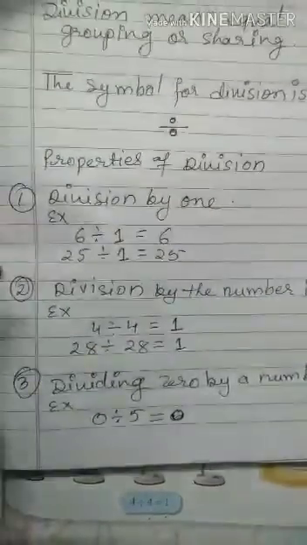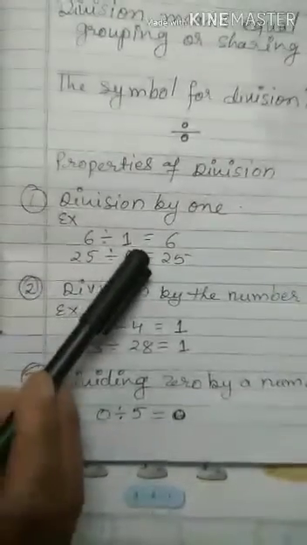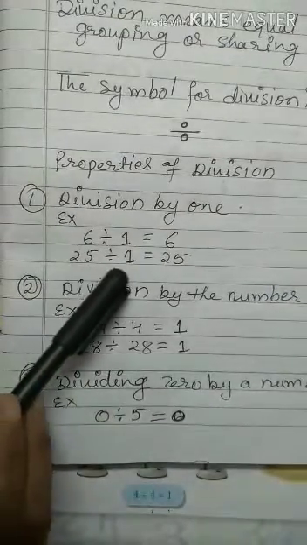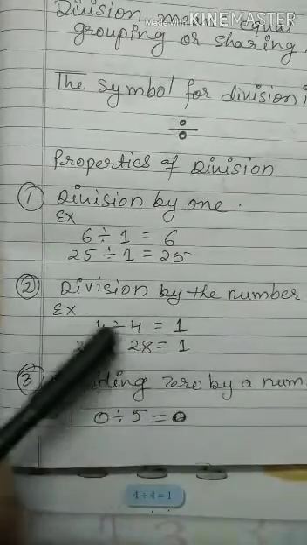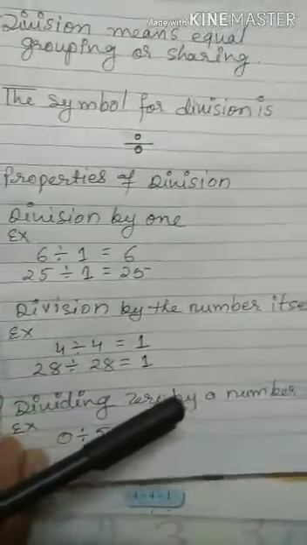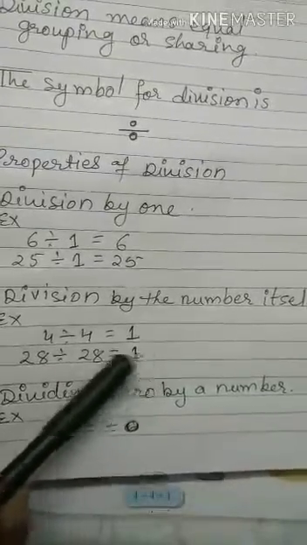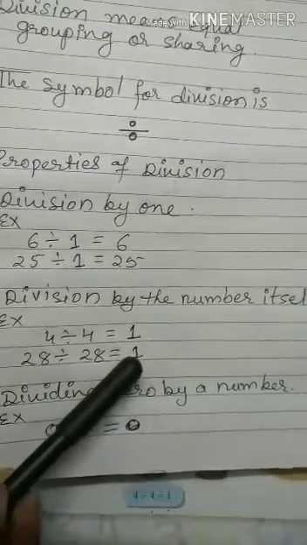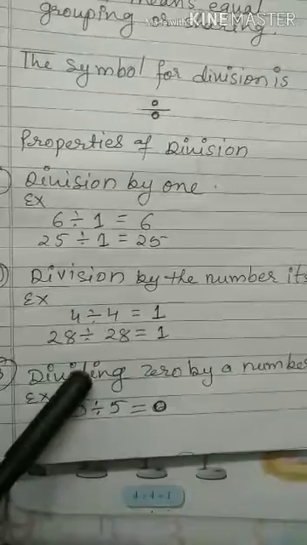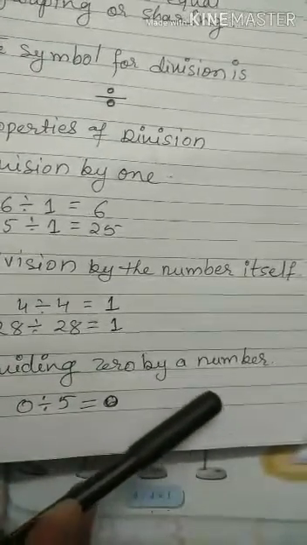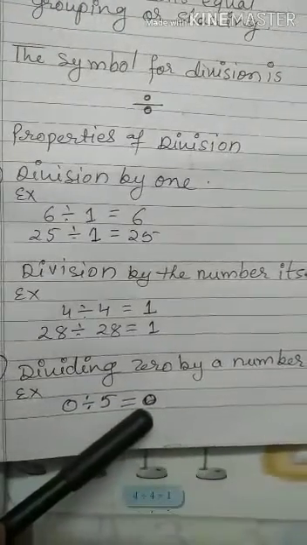First, division by 1. Example, 6 divided by 1 is equal to 6. 25 divided by 1 is equal to 25. Now division by a number itself. It means 4 divided by 4 is equal to 1. 28 divided by 28 is equal to 1. Then the third property, dividing 0 by a number. If we divide 0 by any number, we will get 0.